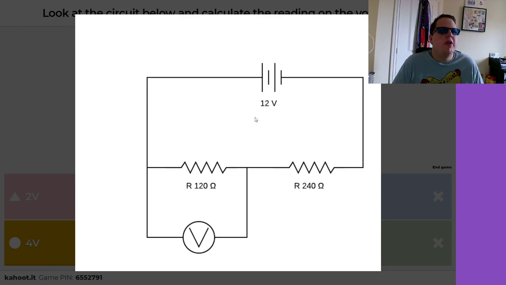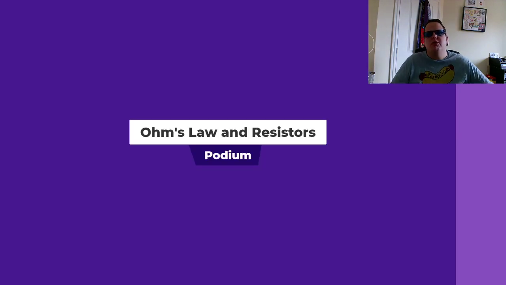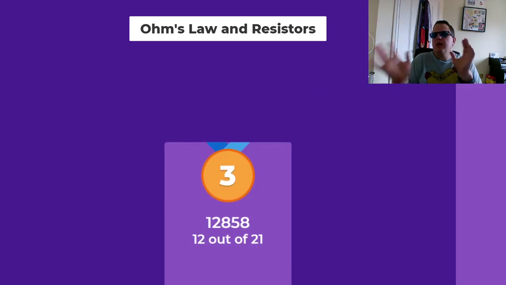So, 12 volts. These 2 are going to split the voltage in the ratio of their resistance. So this gets twice as much voltage as this one, so it splits 2 to 1. So 12 split into 3 parts, each part is worth 4. So 1 part is 4 volts. Or if you've got the previous question right, you do 120 times that answer and you'd get the voltage across it.